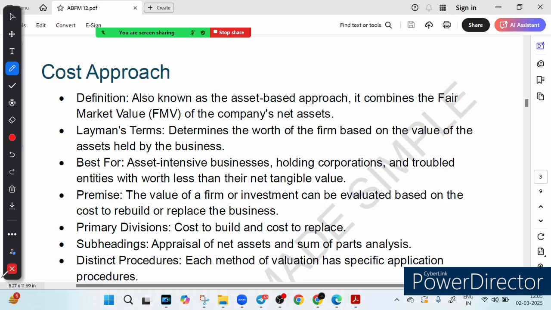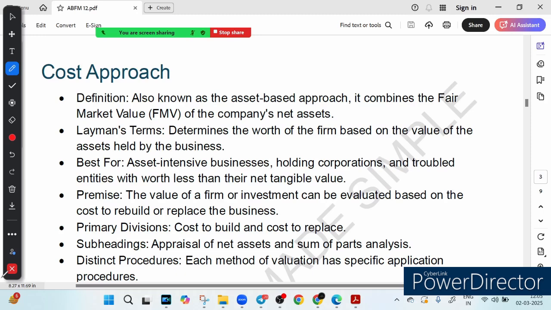So I told you that fair market value is the price at which a company or asset would change hands between a willing buyer and a willing seller. It means under no compulsion, you are the buyer, you are selling something, the price which will be there, this is called fair market value, right? So there is no compulsion.